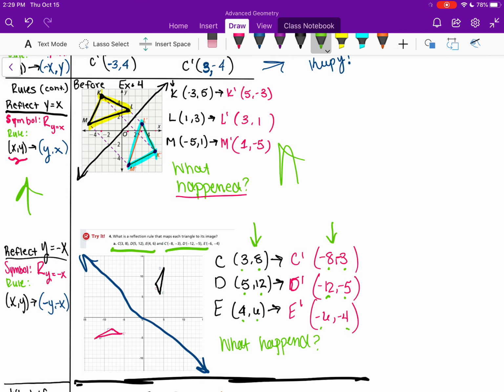But what happens when you are given a triangle, you're given the line of reflection, you're not given the new coordinates, and you are asked to find them? That's what we're going to do in part B. We're going to change up your problem just a little bit. That way you have an example of this as well.